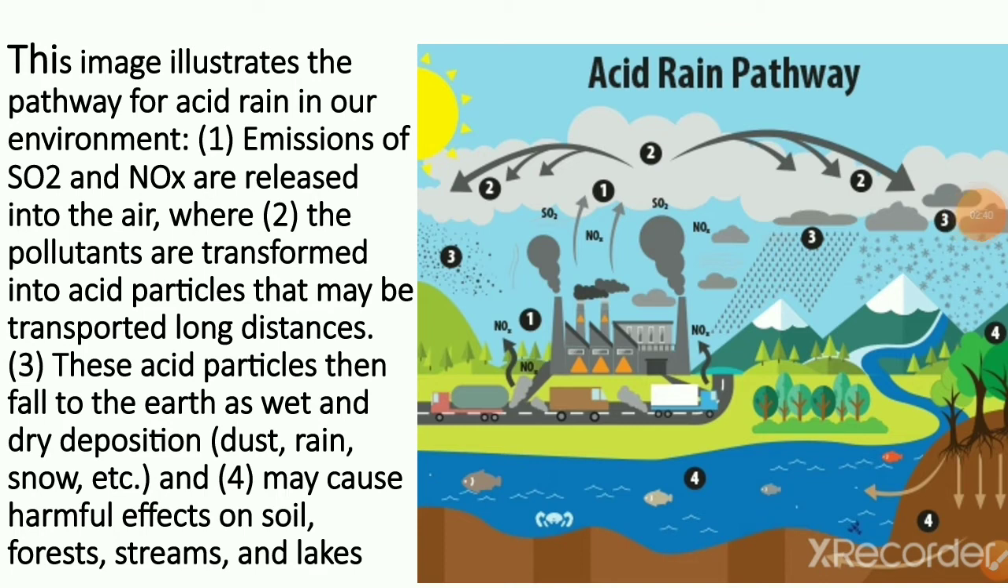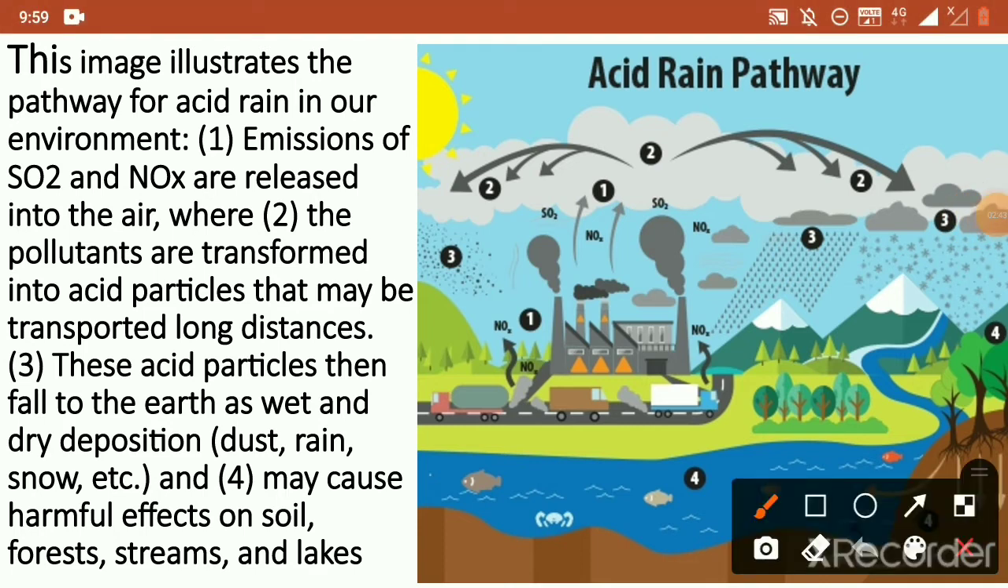From this diagram, we will understand the acid rain pathway. First, the oxides of nitrogen and oxides of sulfur are released into the air from industries, automobiles, vehicles, and from here these particles are transported to long distances and are transformed into the acidic particles. These acidic particles then fall down to the earth in the form of dry deposition or wet deposition, and on the earth these cause harmful effects on soil, streams, lakes and forest.